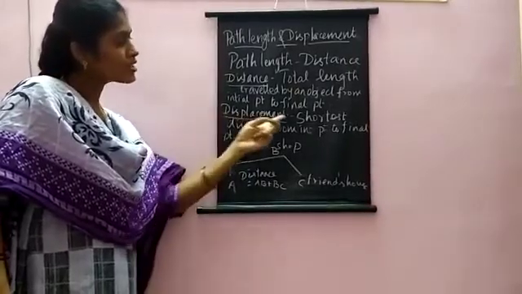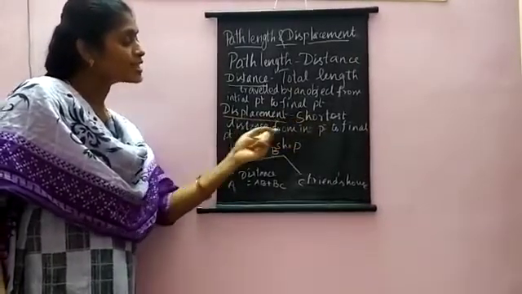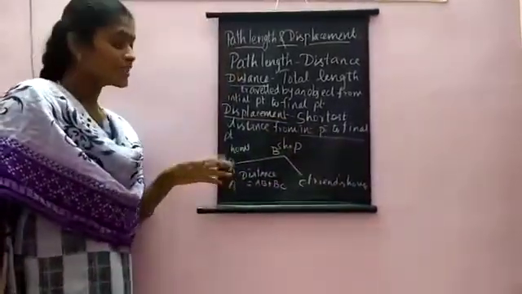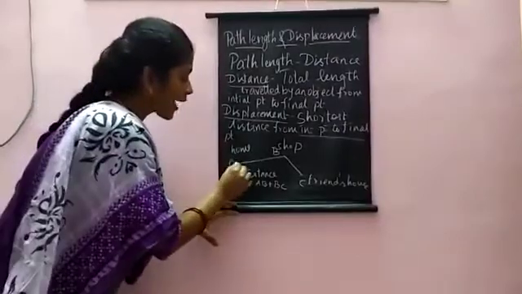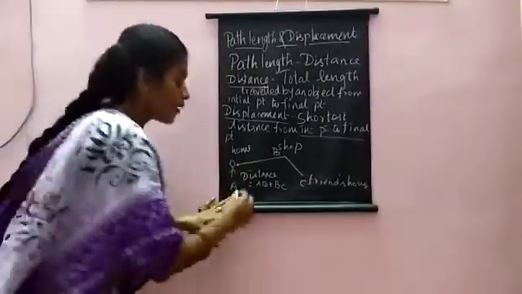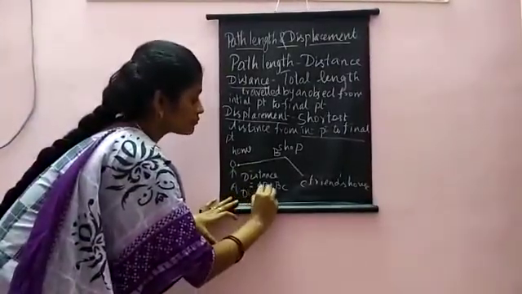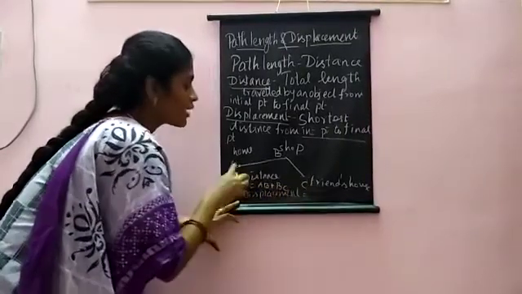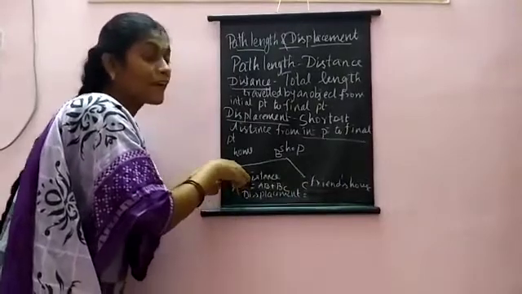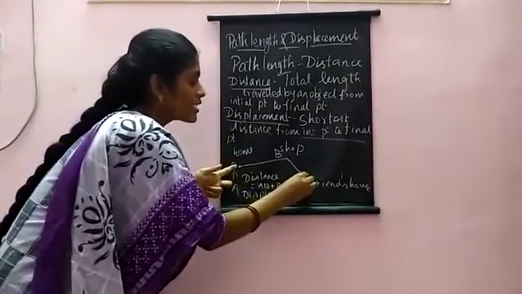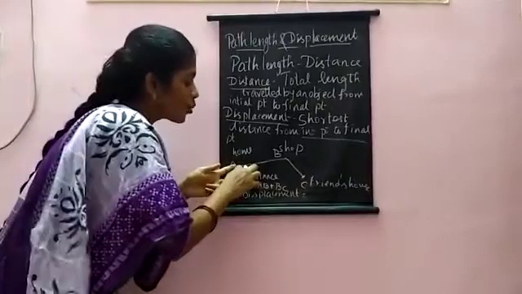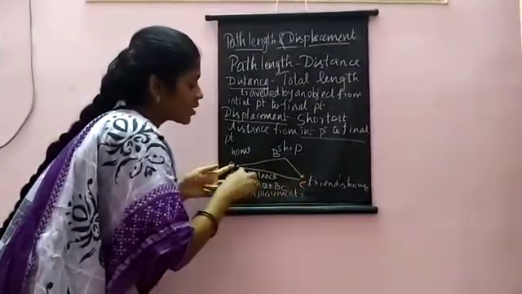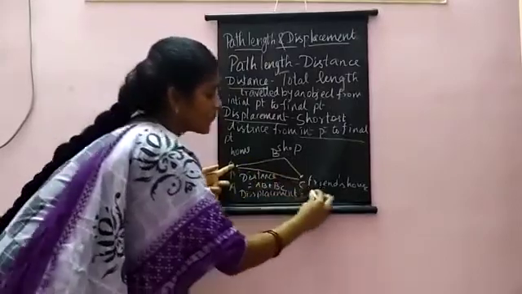Now we are going to calculate the displacement. Displacement is the shortest distance from the initial point to the final point. The initial point is A, and the final point is C. So what is the shortest distance? AC.